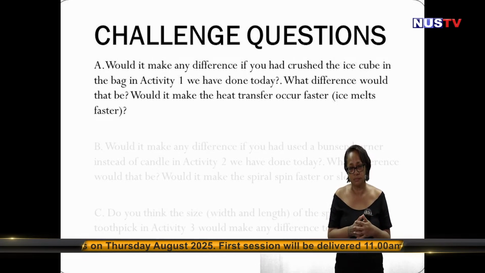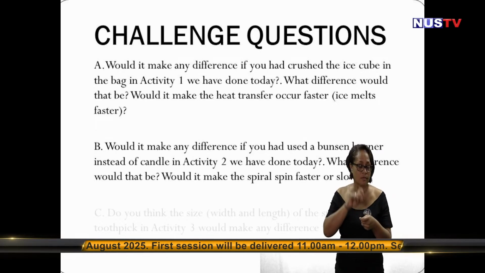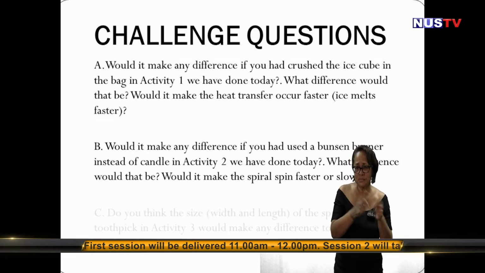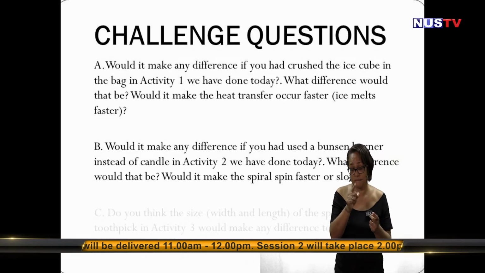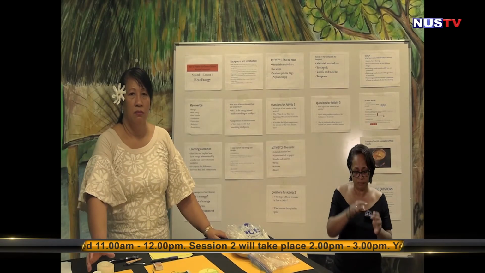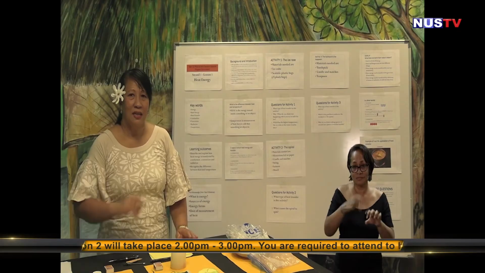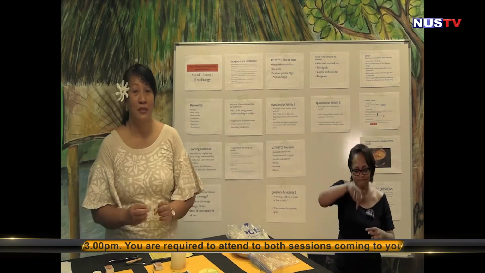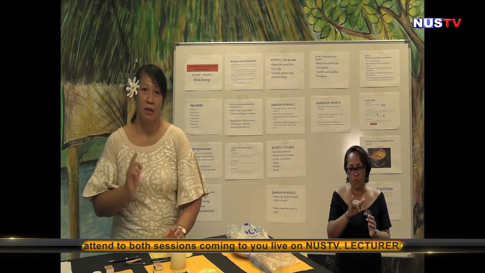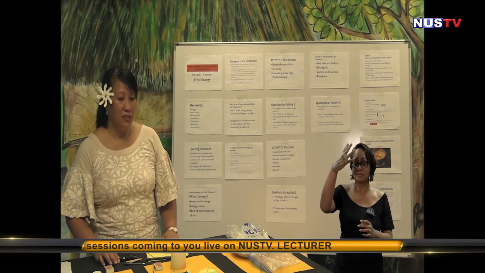So question number 2: would it make any difference if you had used a Bunsen burner instead of a candle? Remember the spiral in activity 2? The spinning spiral. If you had used a Bunsen burner or even a study light instead of a candle. Think about that, and you can even investigate using YouTube or any other sources you can find information on, and then we will talk about it in the next lesson.